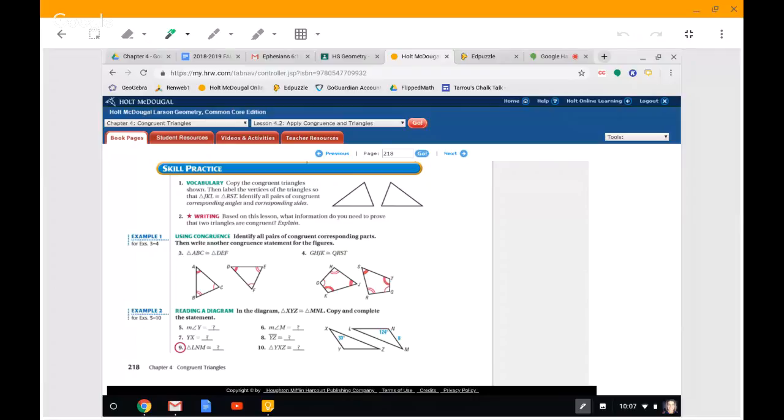Okay, Charlotte Ann. So for number 8, we're supposed to say in this diagram, copy and complete the statements. So we have to figure out what YZ is congruent to, okay?